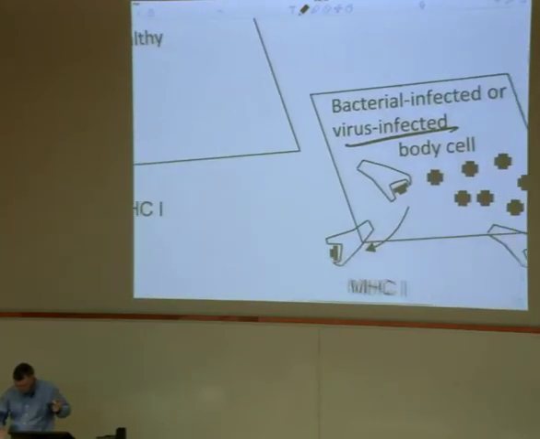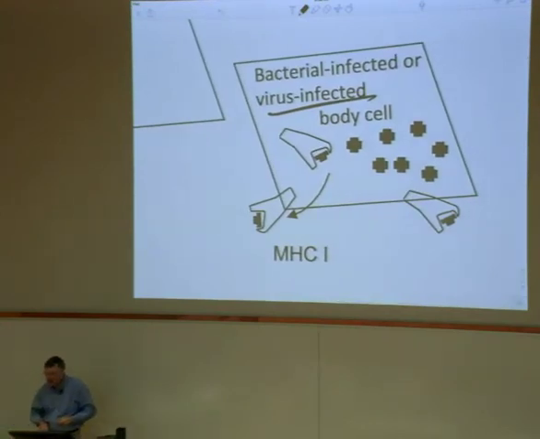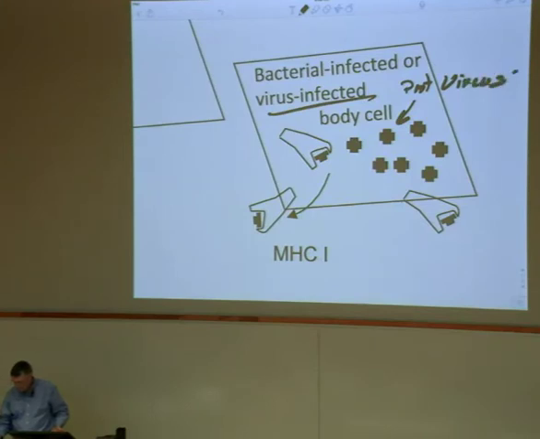So that's a healthy cell. What about a bacterially infected or virus-infected body cell? So here are proteins from a virus or bacterium. Some bacteria penetrate cells and infect them. Some live outside cells and attack things from the outside. And peptide fragments.